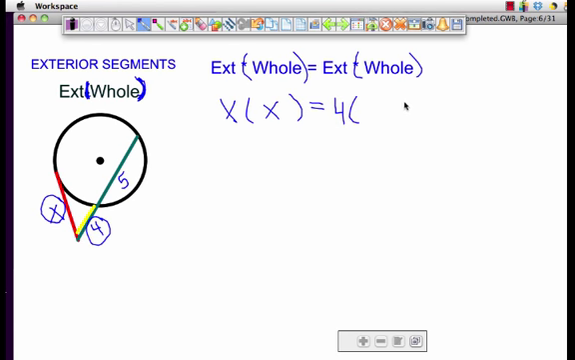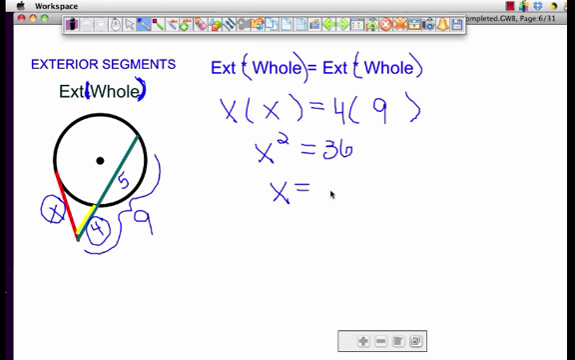What's the whole piece? You've got to find the whole entire piece this time. It's 4 and 5 put together, which gives you 9. So that whole entire piece is 9. It's not 4 times 5. It's the exterior times the whole piece. So now we simplify. X times x is x squared. 4 times 9 is 36. So x equals 6. You could say 6 or negative 6, but you couldn't have a segment that was negative 6, so it wouldn't work.